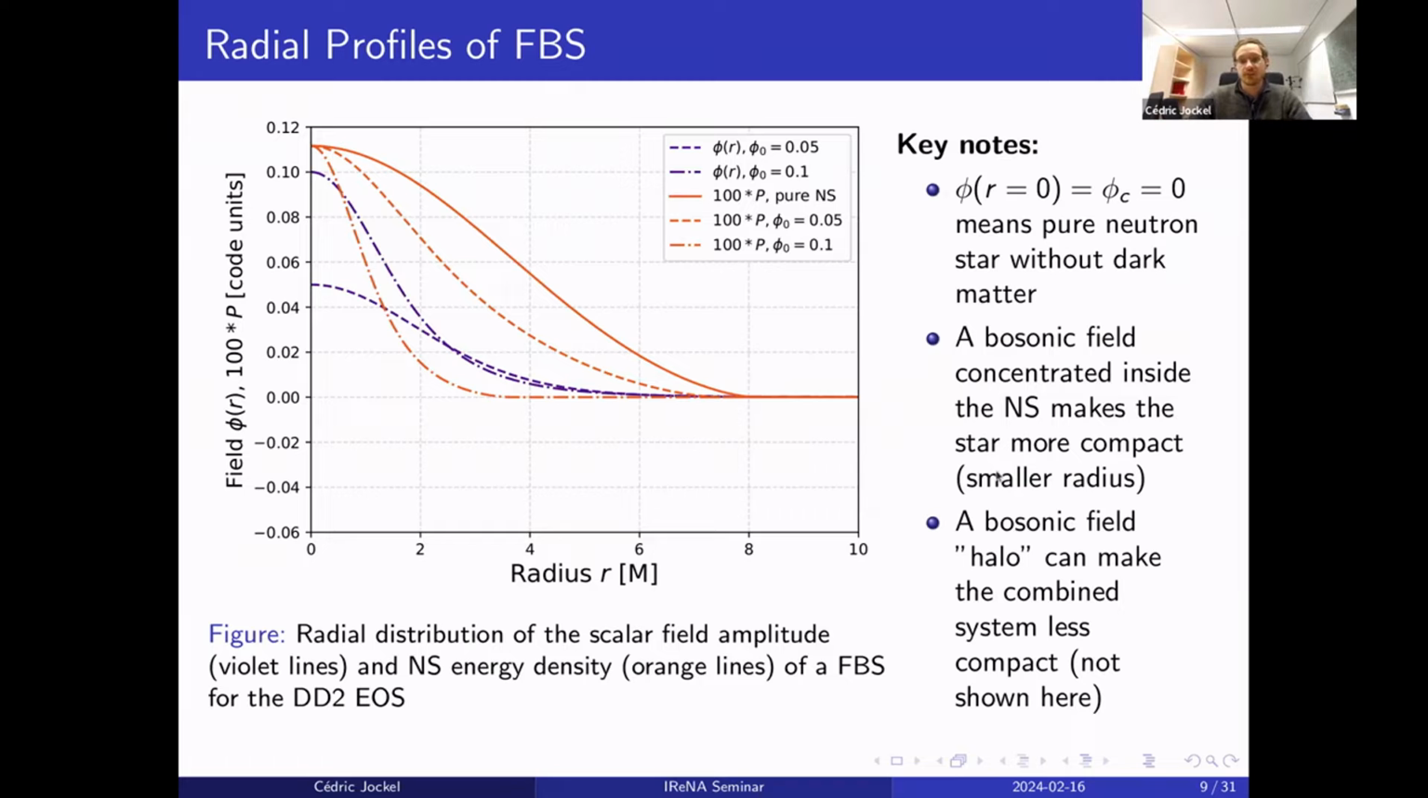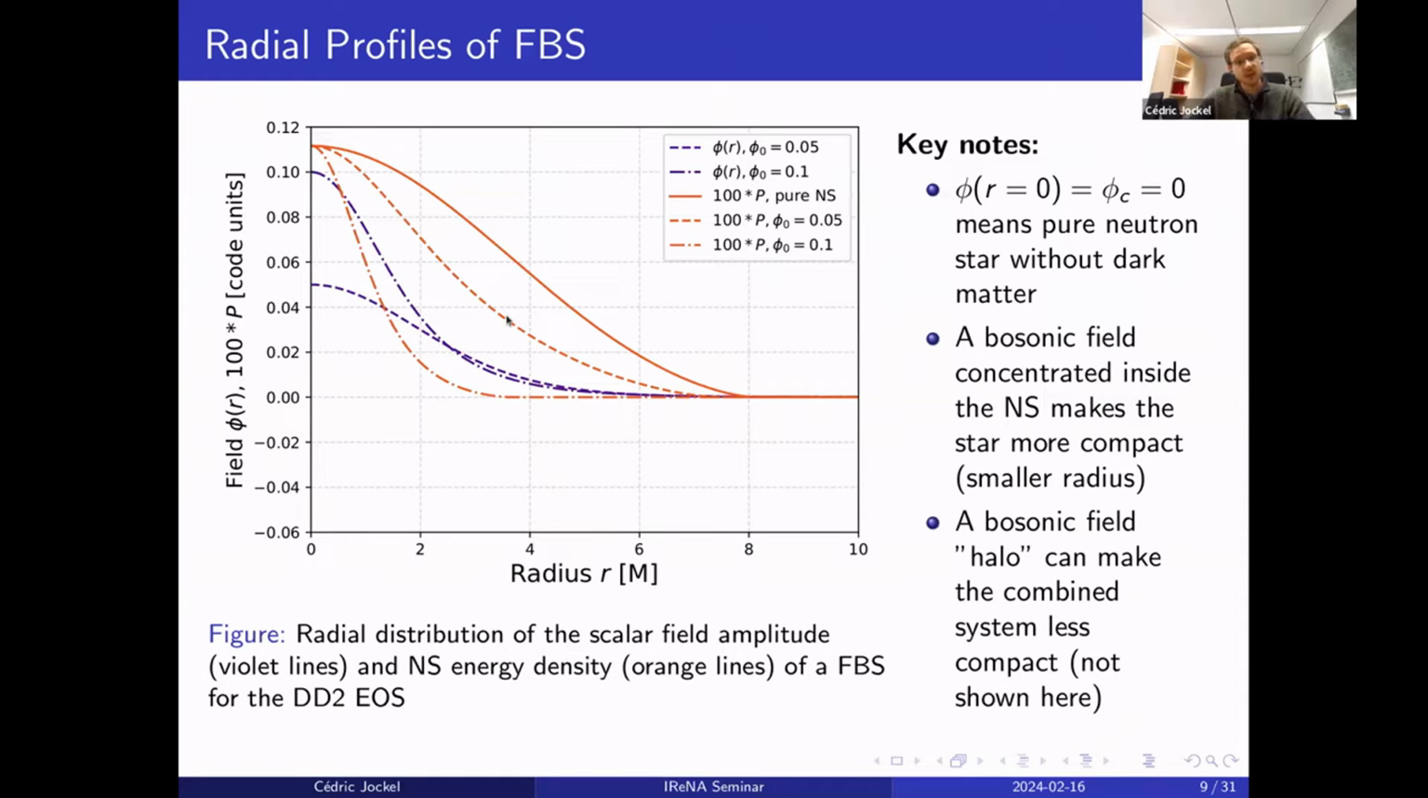That means that this added scalar field makes your whole neutron star more compact and leads to a smaller radius, which kind of makes sense if you think about it, because you're adding additional energy, you're adding additional mass in the center of the neutron star, and this additional gravitational pull will then pull the neutron star more together, and this will make it more compact.